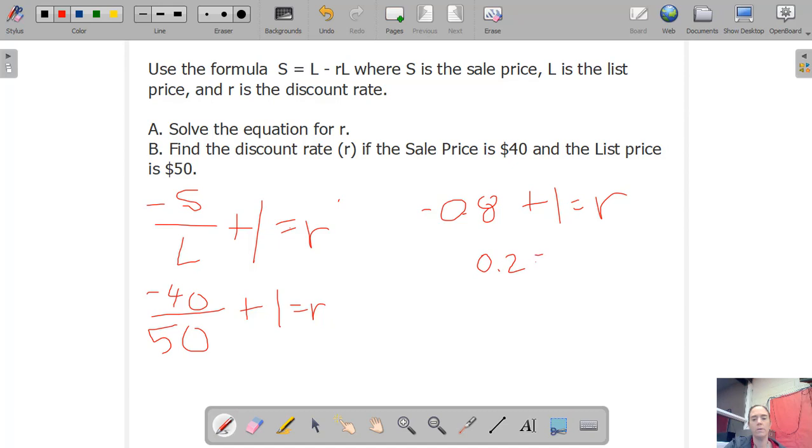Negative 0.8 plus 1 is going to be 0.2 equals R. And then finally, to make this a percent, anytime you do a percent, remember you have to move the decimal over 2 times. That's going to leave me with a 20% discount rate. Okay, so that was kind of a long problem, but only because I did 2 different ways.